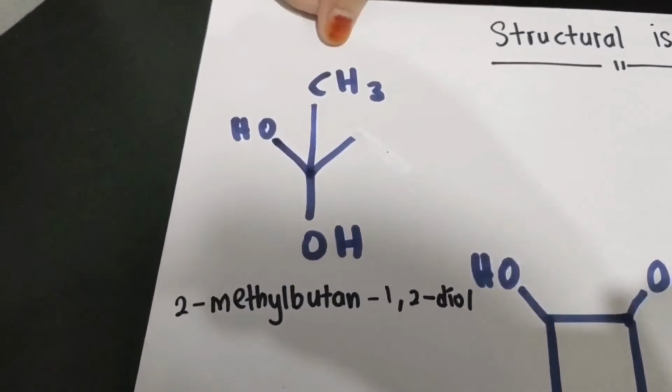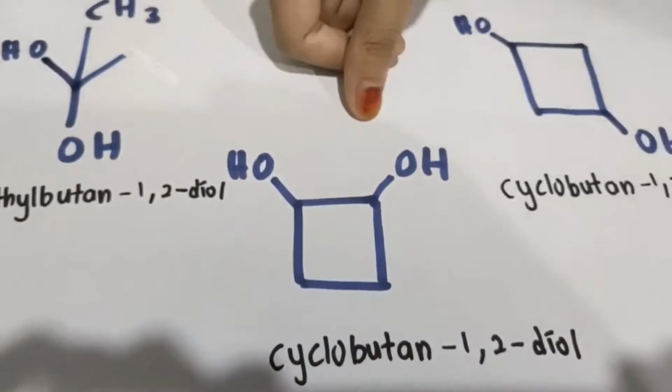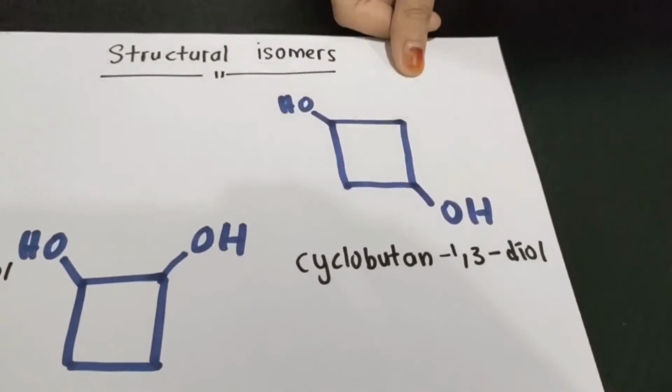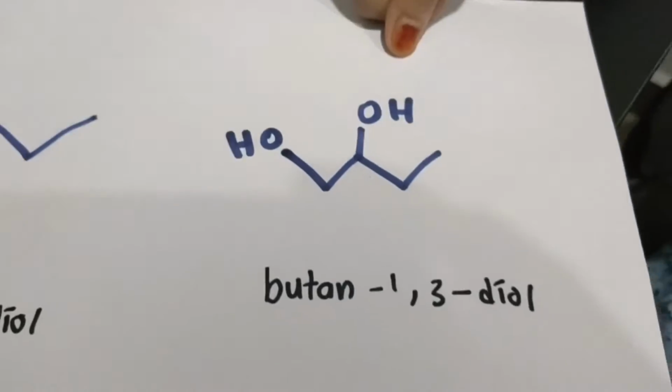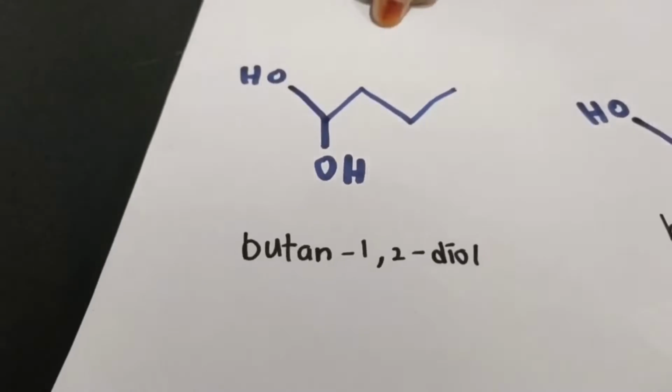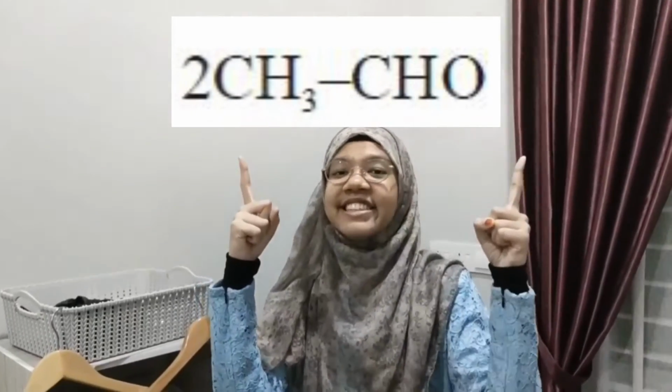For compound E, there are 5 structural isomers, which are: the first one is 2-methyl-butan-1,2-diol, cyclobutan-1,2-diol, cyclobutan-1,3-diol, butan-1,3-diol, and the last one is butan-1,2-diol. The intermediate compound that exists in this reaction is this ethanol. Ethanol exists during the oxidation process.